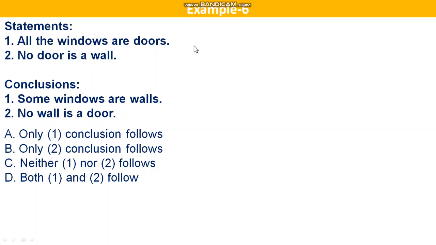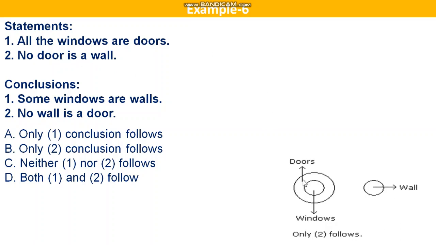All windows are doors. So the window circle is a smaller circle and the door circle is a bigger circle. The window circle will come inside the door circle. Number 2, no door is a wall. So it will be somewhere outside, isolated like this. So this is how the Venn diagram will be. Let's see how many conclusions follow.